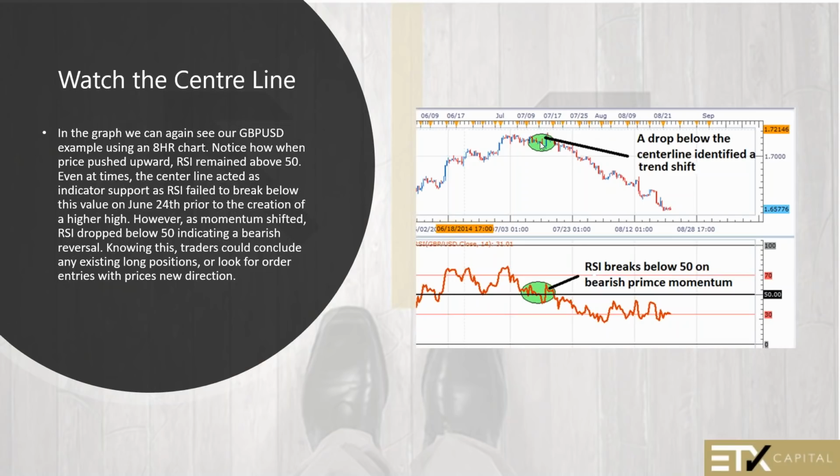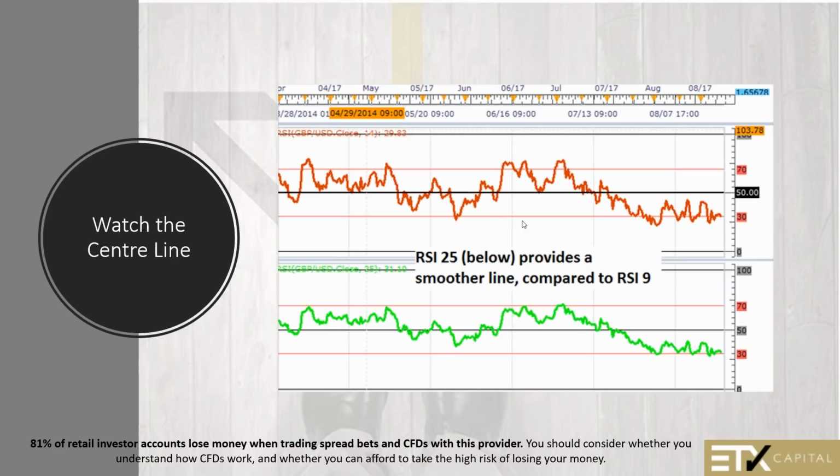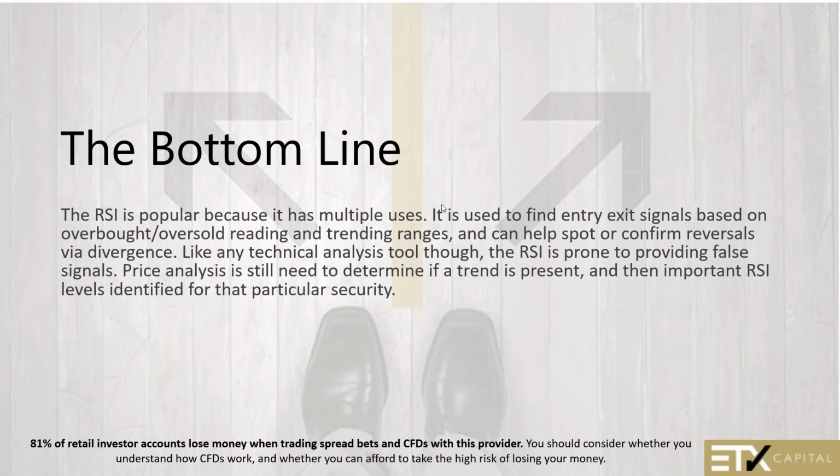And as I pointed out before, we had the price moving sideways at the end of an uptrend and then moving into a downtrend, whereas the indicator stayed above the 50 and didn't fall below it. But once it started moving down below the 50, we could then look for sell opportunities. So keep an eye on that center line.